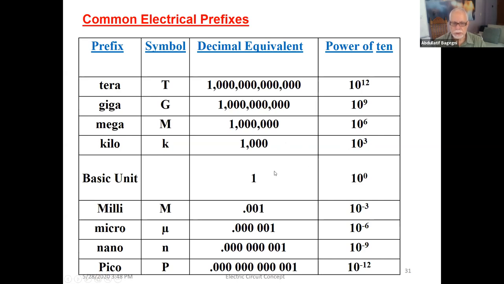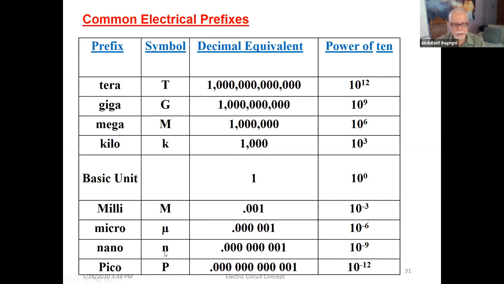And same thing for 10 to the power 6, 10 to the power 9, 10 to the power 12. Now, if the units are smaller than 1, then we have milli, which is 10 to the minus 3, 10 to the minus 6, 10 to the minus 9, 10 to the minus 12. So every time we go lower, we add negative 3. Negative 3 plus negative 3 is negative 6. Negative 6 plus negative 3 is negative 9. Negative 9 plus negative 3 is negative 12.